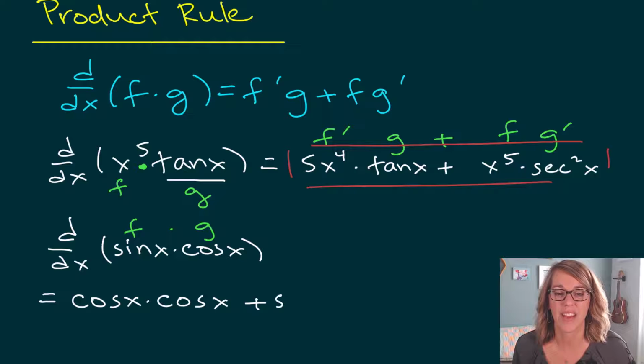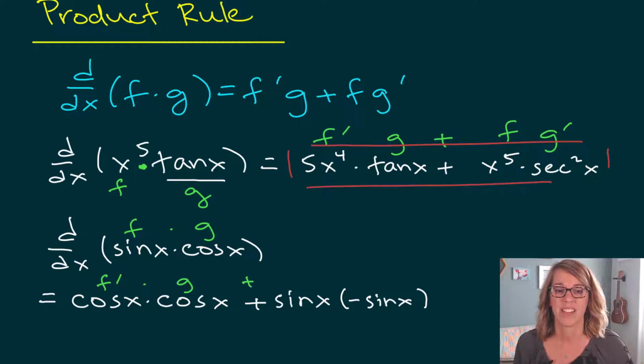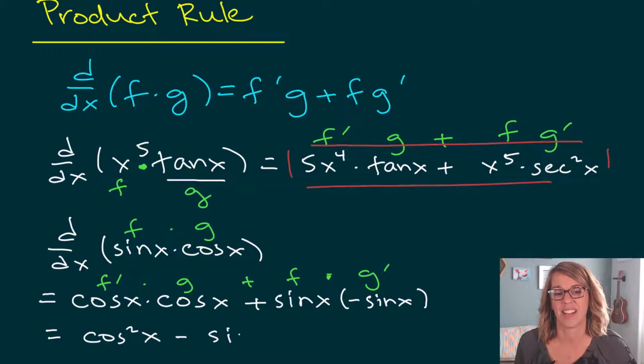So I'm going to bring down f. This is just going to be sine x times the derivative of g. The derivative of cosine is negative sine. You can check yourself by going back. Do I have the first derivative times the second function plus the first function times the derivative of the second, and that's exactly what we've got. I can clean this up just a little bit, and it's going to be cosine squared x minus sine squared x, and this is our derivative.